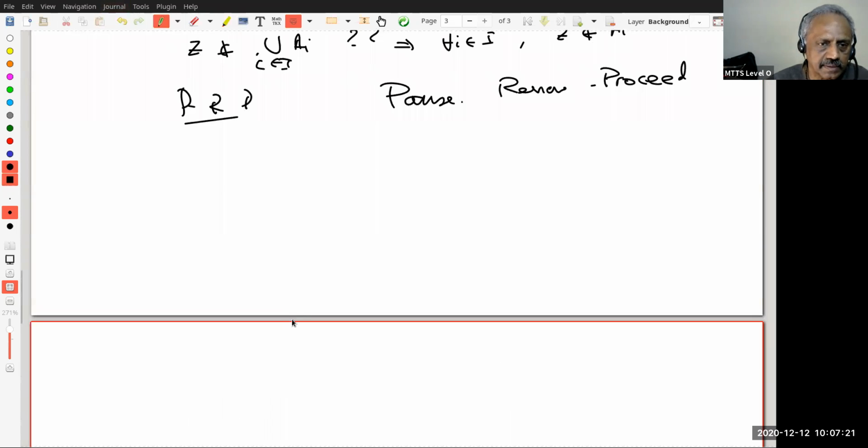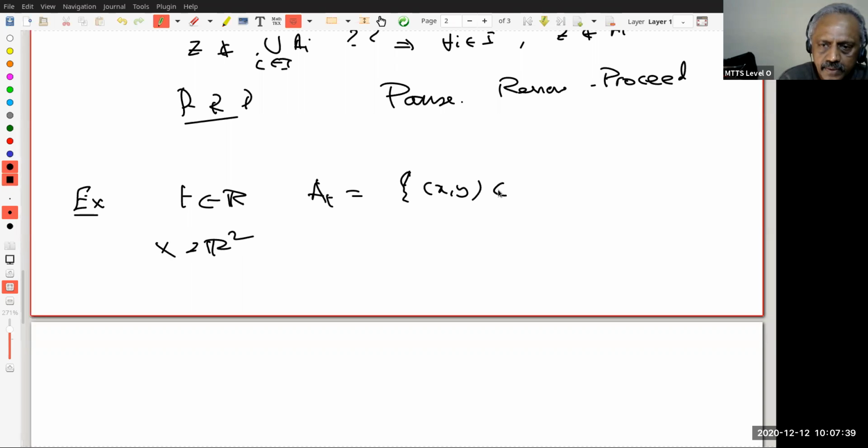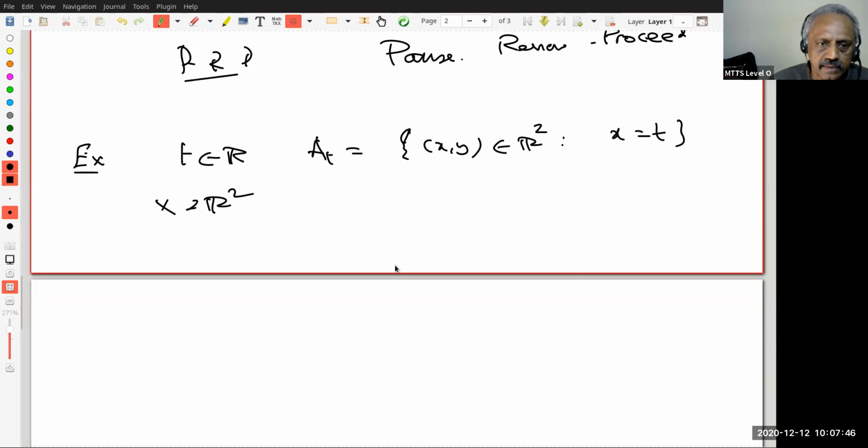Let us look at a very simple-minded example. Let us look at the earlier example where I define, for t in R, A_t equal to the set of all (x, y) in R^2 with the condition that x must be equal to t. You follow that? Now, what is the union of A_t, t in R?